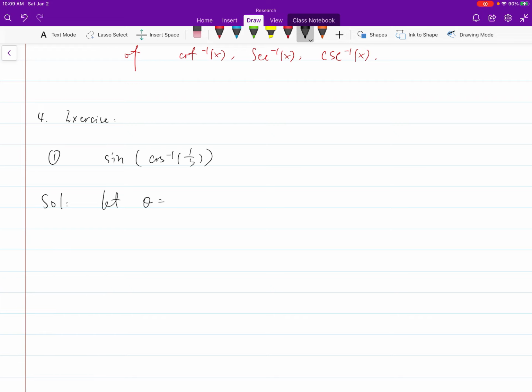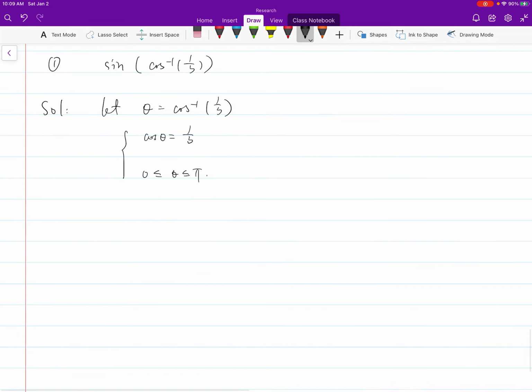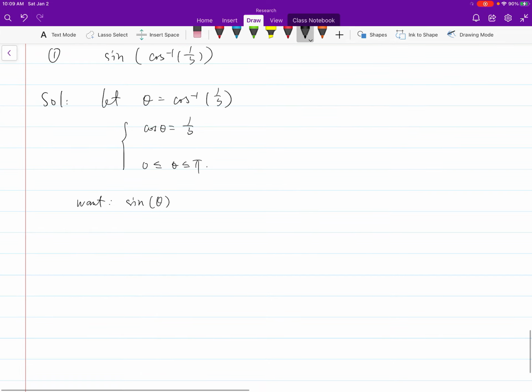Okay, now if you try to recall, for things like this that are complicated, we need to be very careful about what is an angle and what is a ratio. Usually we assign the cosine inverse or sine inverse to be an angle. Then this implies two things. That means cosine theta is 1/3. That's why theta is the angle. Number two, because it's cosine inverse, we know theta has to satisfy this restriction. Now our job is to try to find sine.